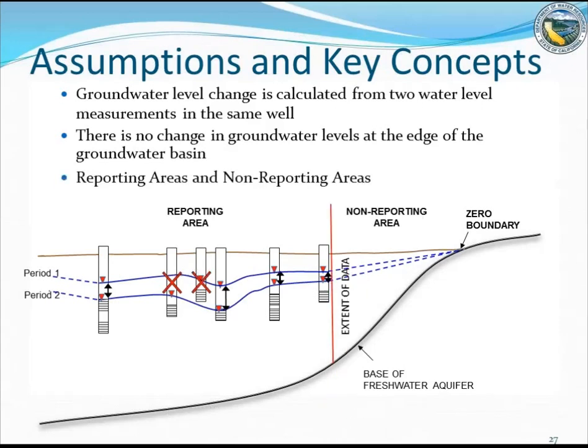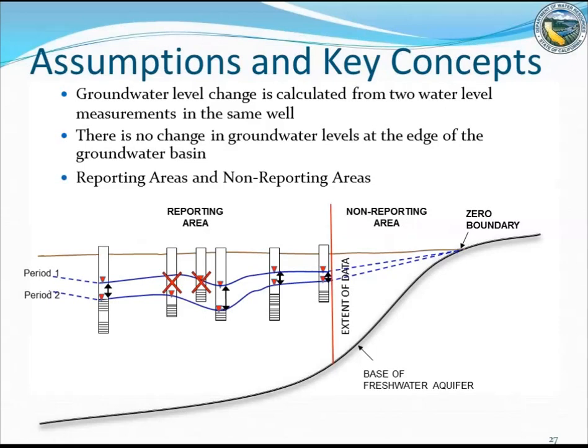Another boundary that we need to consider is a boundary that divides the area where we have water level data from where we do not have groundwater level data. So we're calling this the extent of data boundary, and it divides non-reporting areas from reporting areas. So when we provide a report of the change in groundwater and storage, it is just for the reporting area within the groundwater basin, and we acknowledge that some parts of that basin may not have available data.